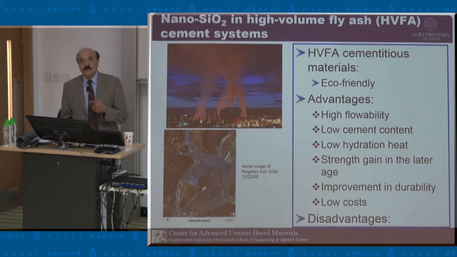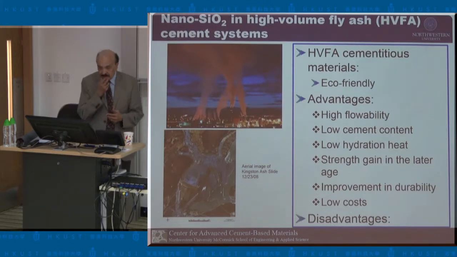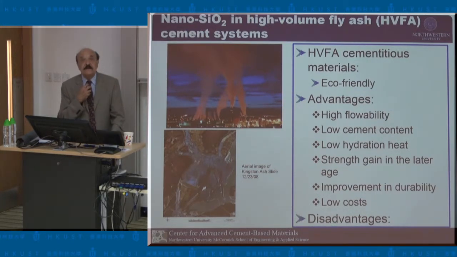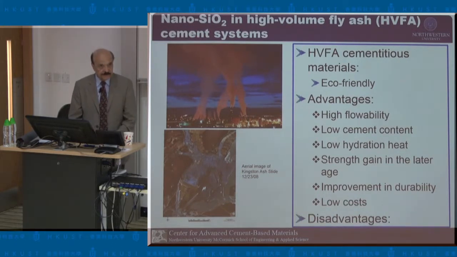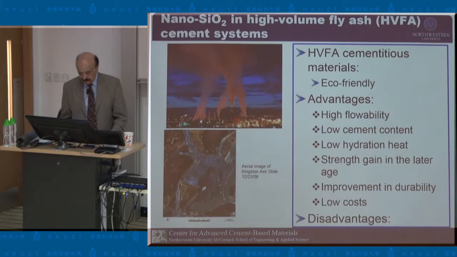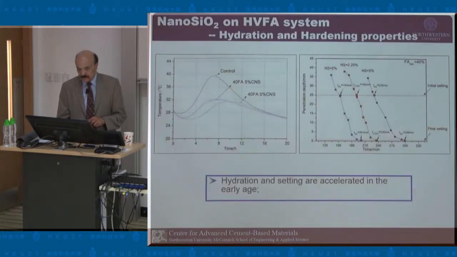If the rate of construction slows down, which is not really compatible with the modern need, we want to accelerate the hydration of fly ash. There are many ways to do it. Many people are working on geopolymer, which is alkali activated. And I know that Professor Lee's group is also working on that. I want to talk about whether we can accelerate it with nanoparticles. I've done work with nano limestone and nano silica. I'm just going to present the work that we have done on nano silica.